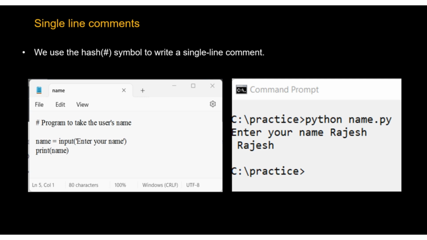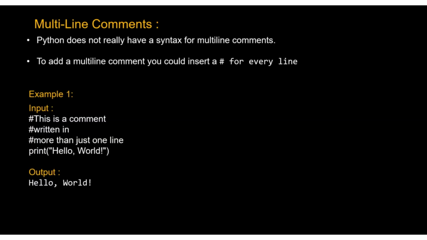Next type is multi-line comments. Here you will get one doubt. Is there any syntax in Python for multi-line comment in coding? Of course, Python does not really have a syntax for multi-line comments. To add multi-line comment, you could insert a hash for every line.